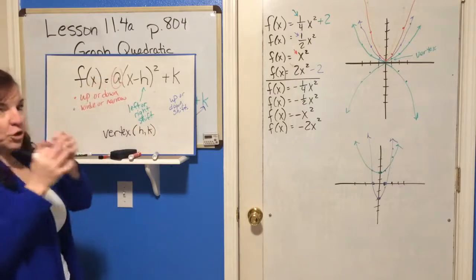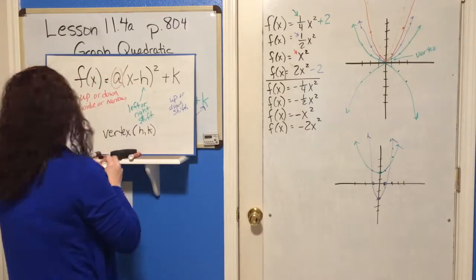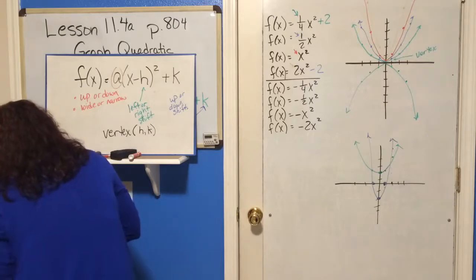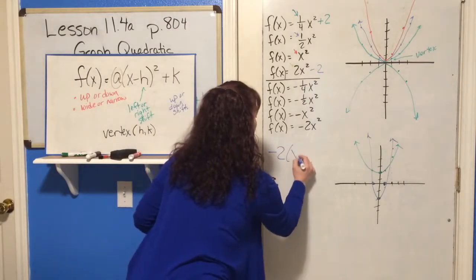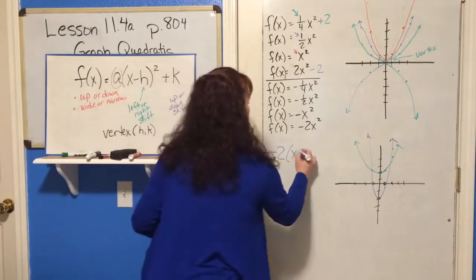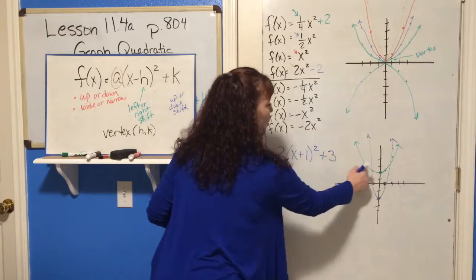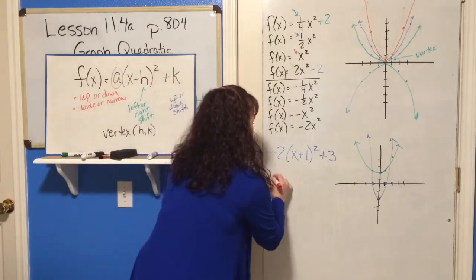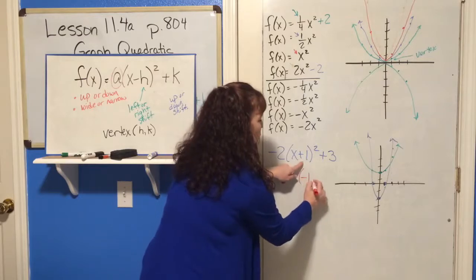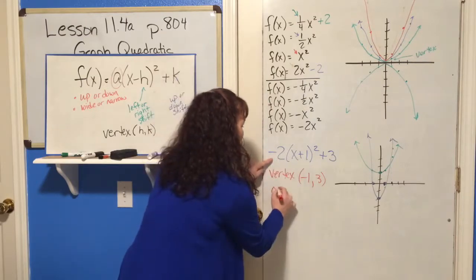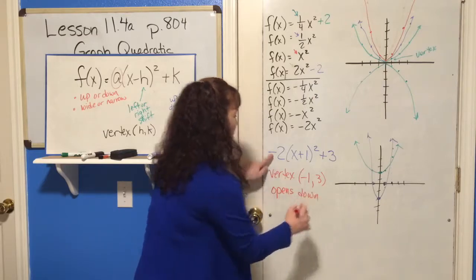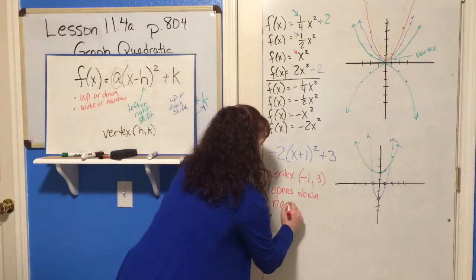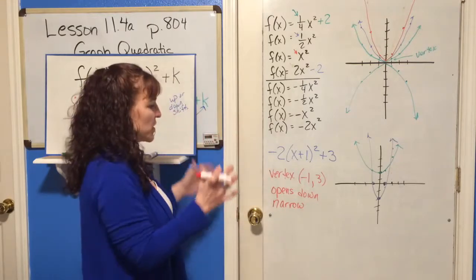So when you first start, let's just look at one. I'll give you negative 2 times x plus 1 squared plus 3, and we're going to graph it right on here. All right, so here's what you know. You know that your vertex is -1, 3. You know that it opens down because of this negative. And you know that because you're multiplying by a 2, it's going to be fairly narrow because it's bigger than 1. All right, so it's going to be narrow.